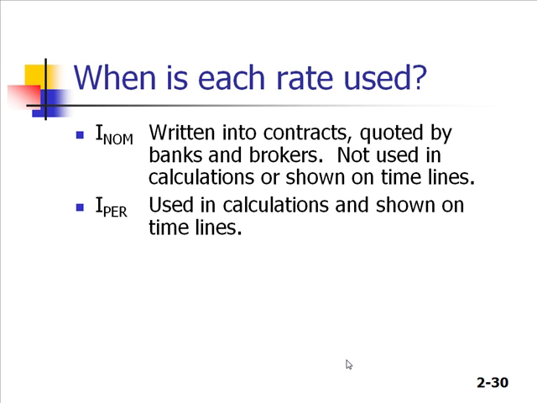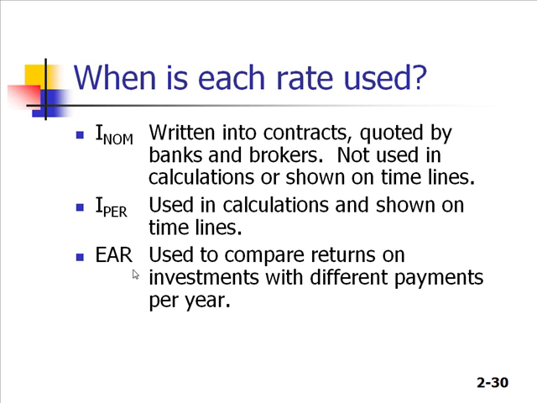The periodic rate, that's what we use. Okay? We have to take that nominal rate and divide by however many periods there are in a year, and that gets us the periodic rate. And that's what we put into our financial calculator, or we put into an equation, we write it on a timeline. That's what we use to work the problems.